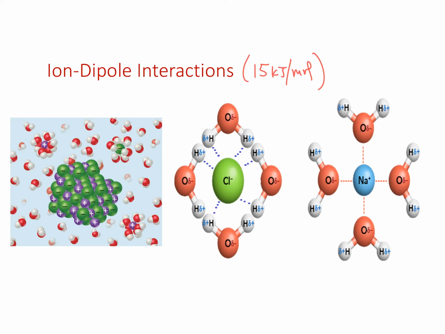We need to have ions in solution. So here we have a sodium and a chloride ion, and then we need to have a molecule that has a permanent dipole. Water has a permanent dipole. If we take a look at water, we have oxygen bonded to hydrogen. Oxygen is much more electronegative than hydrogen. Because of that difference in electronegativity, oxygen is able to pull electron density away from hydrogen and toward itself.